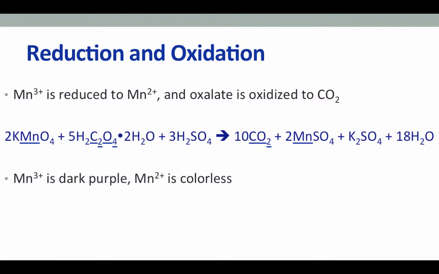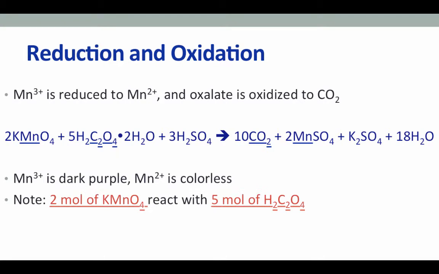This is an excellent reaction for using in titration because the 3+ oxidation state of manganese is a dark purple color, whereas the 2+ oxidation state is colorless, and so we can use this natural color change to determine when our reaction is completed. It's also important to note from the reaction that I've given you here that the molar ratio between the amount of permanganate and oxalic acid is a 2:5 ratio, meaning for every 2 moles of permanganate added, 5 moles of oxalic acid are consumed.